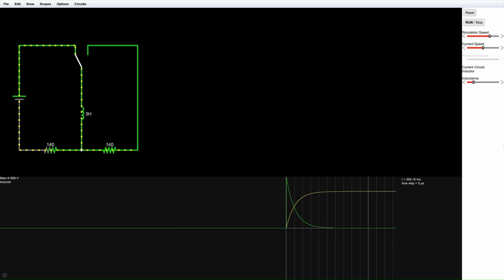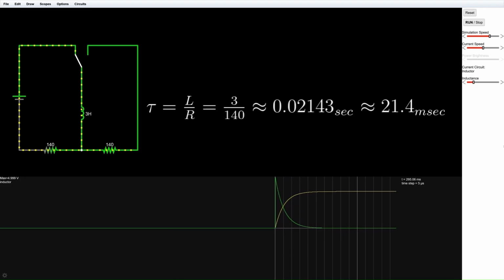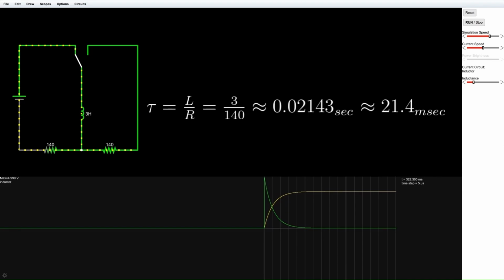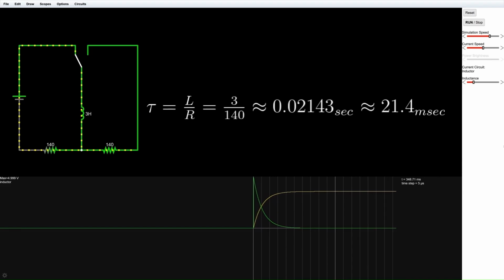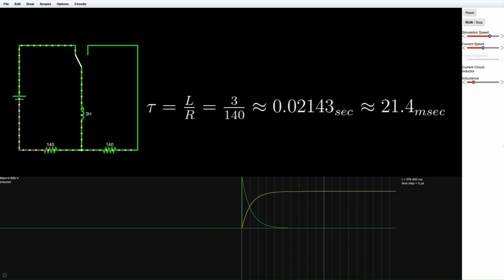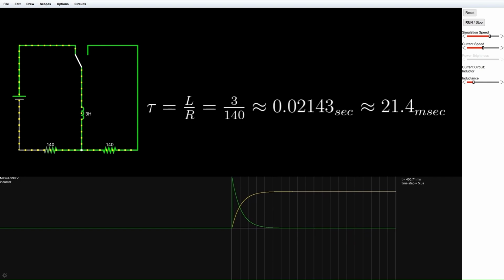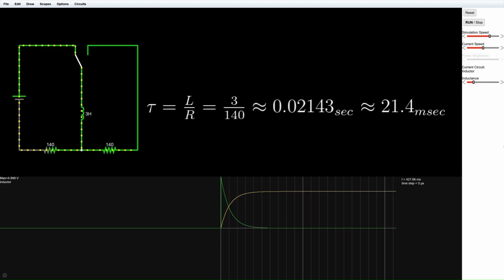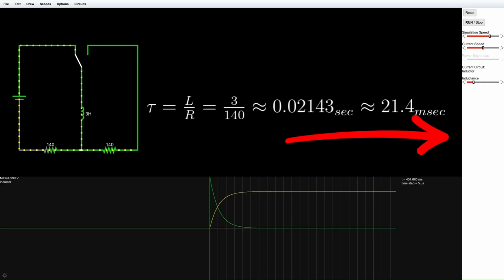First, we calculate the time constant, tau, which is equal to L divided by R. Here, L is 3 henries and R is 140 ohms. So tau equals 3 divided by 140, which is approximately 21.4 milliseconds.